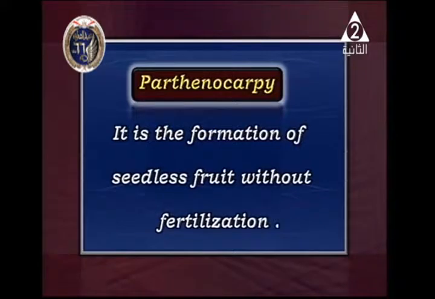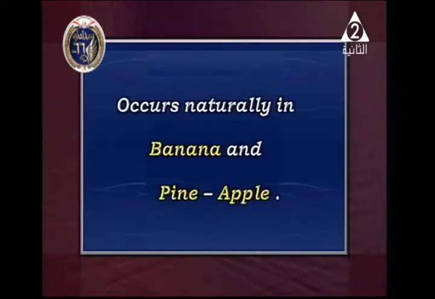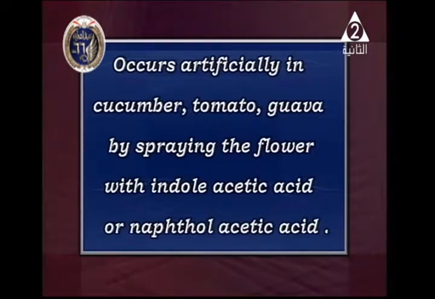This type of fruit, we call it what? Parthenocarpy. This is the formation of seedless fruit. We can form fruit without seeds and without fertilization. And it occurs naturally in banana and pine and also in apple. And we can do it artificially in cucumber, tomato, guava, by what?